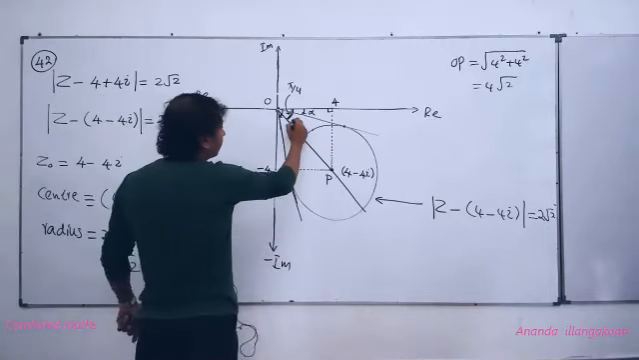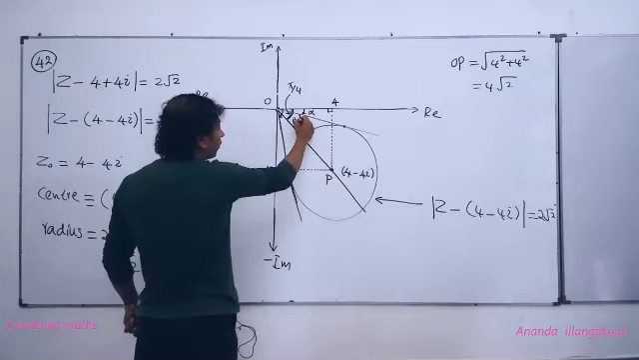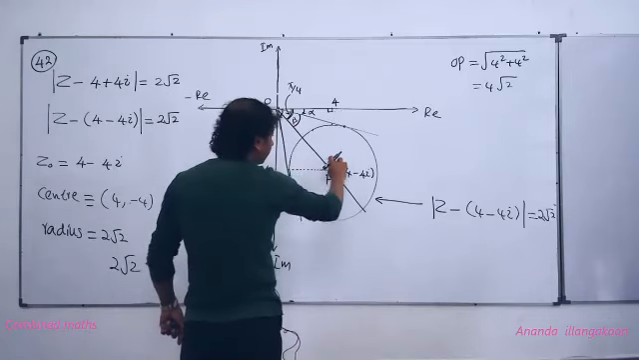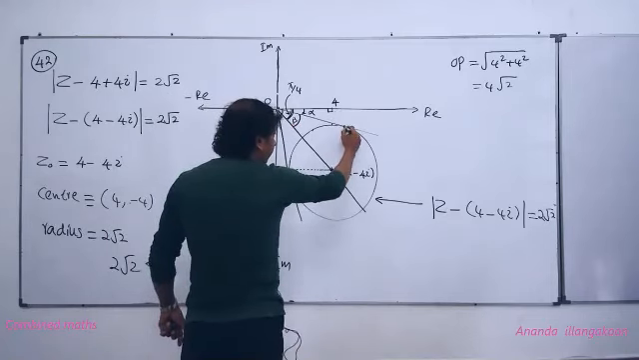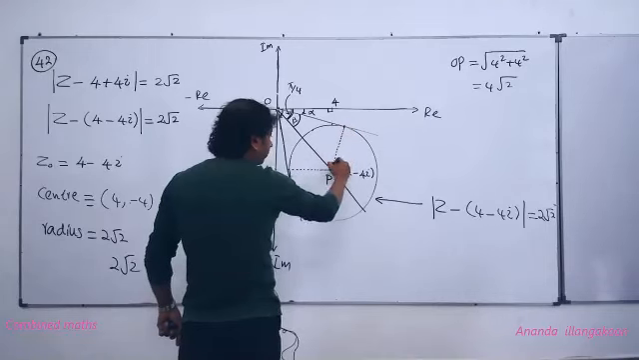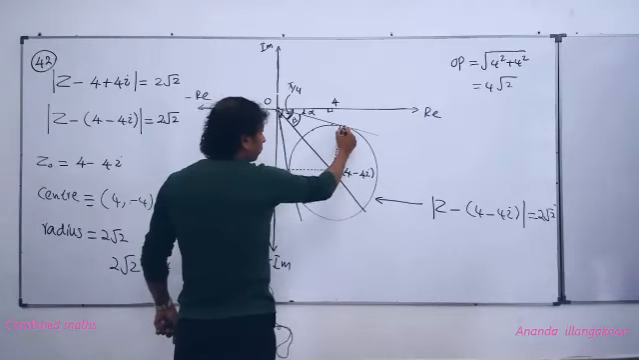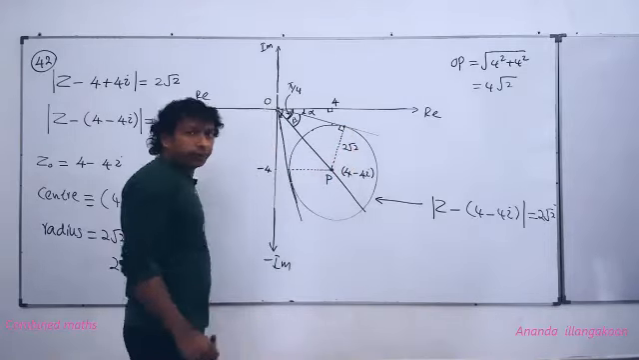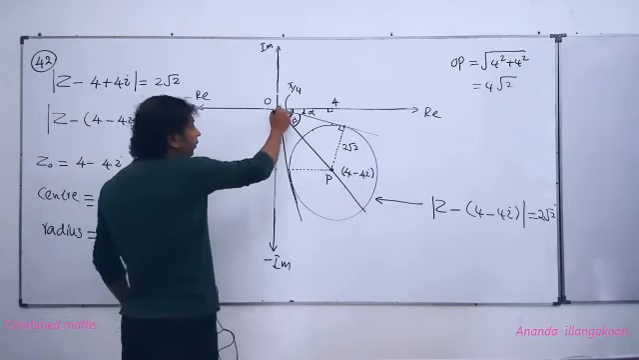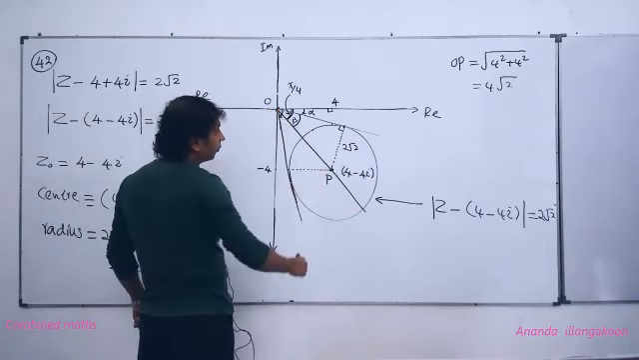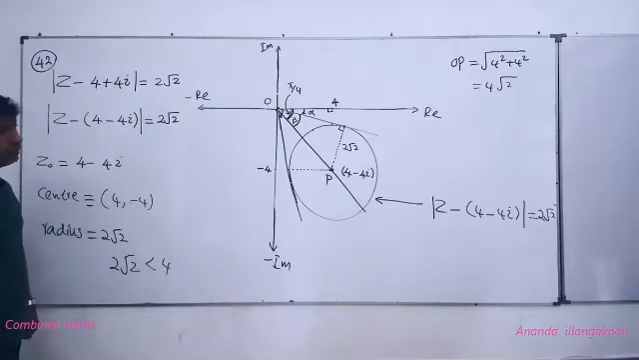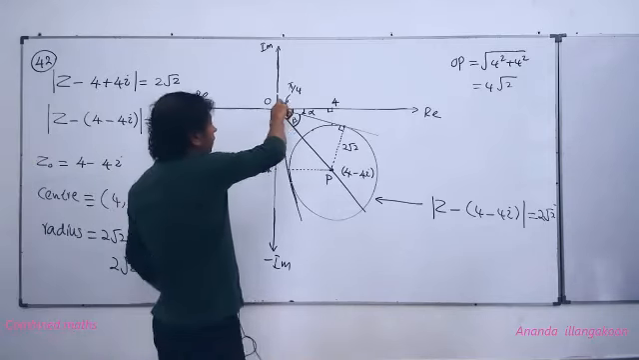I am going to take this small angle as beta. That beta can be easily calculated when I join this way. The radius is 2 root 2, no? The radius is 2 root 2. The length from here to here, what is it, people? It is 4 root 2, no? We found that there.